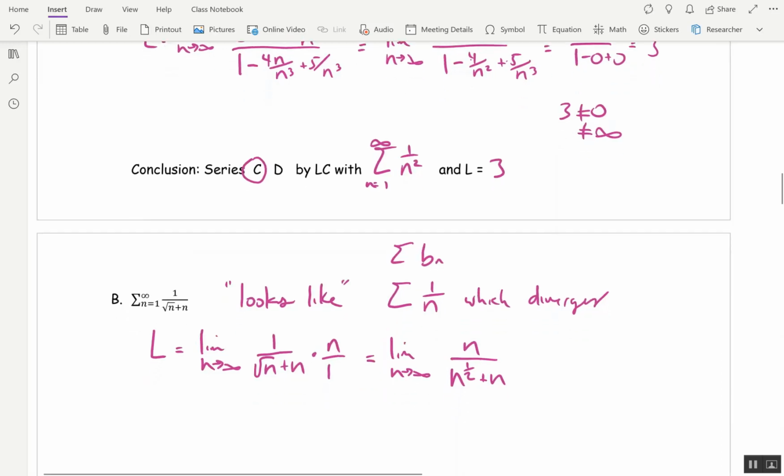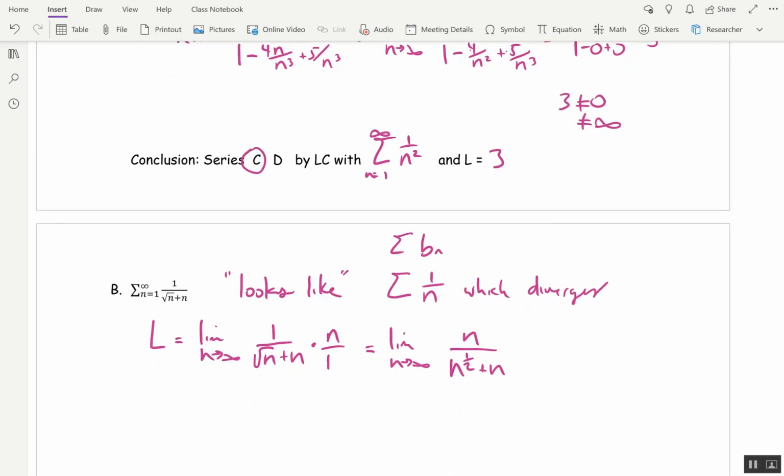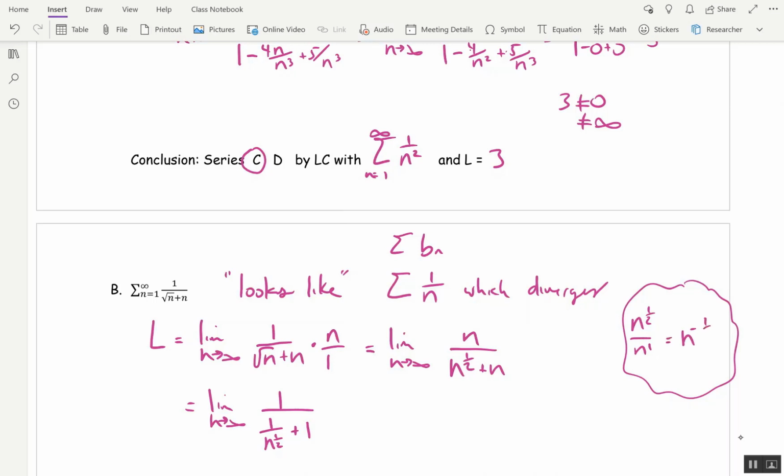So I'm going to divide top and bottom by the highest power in the denominator, which is n. So the limit as n goes to infinity, n over n is 1. N to the 1/2 divided by n is 1 over n to the 1/2, and n over n is 1. So just so you didn't miss that, I'll do my scrap paper over here. I took n to the 1/2 and I divided by n, subtract the exponents, that's n to the negative 1/2, which is 1 over n to the 1/2.